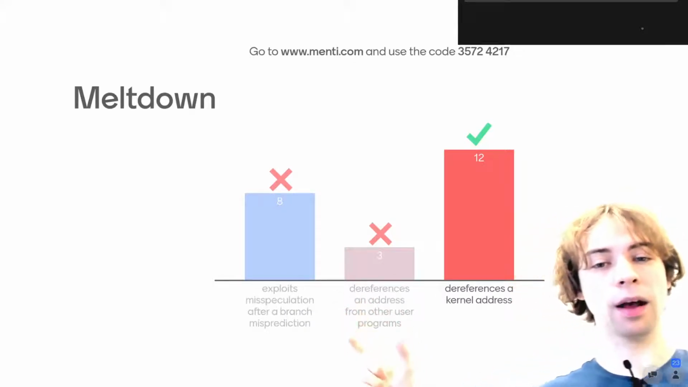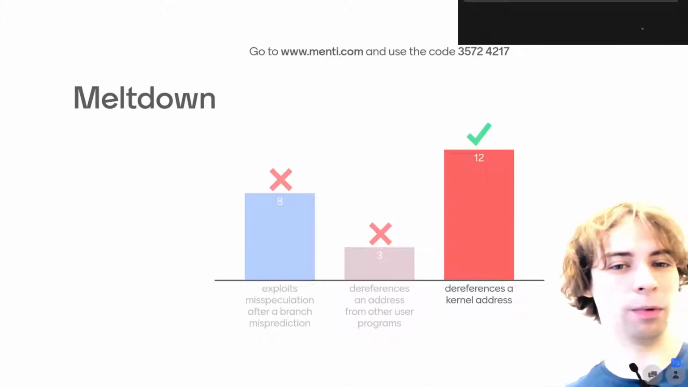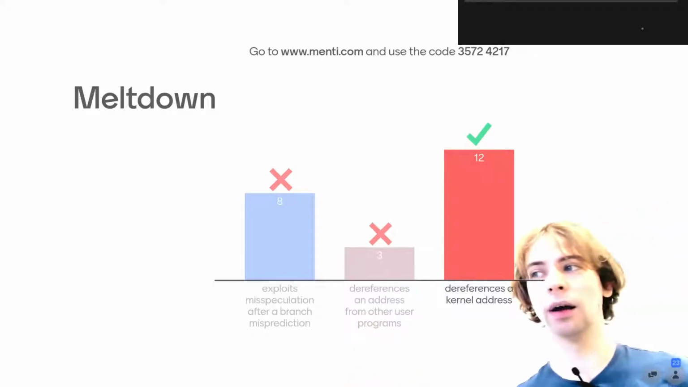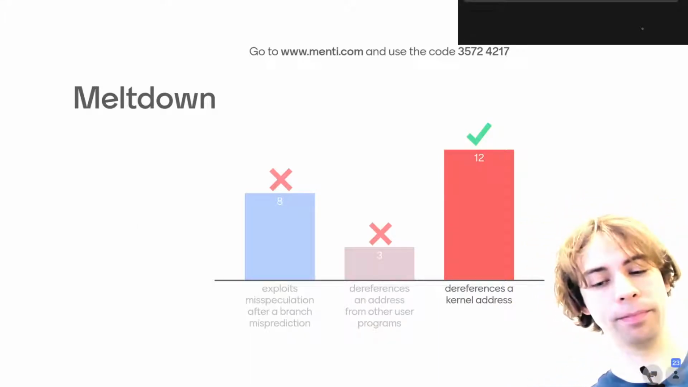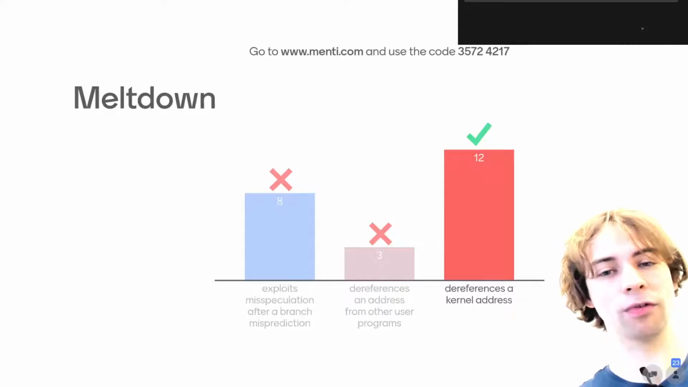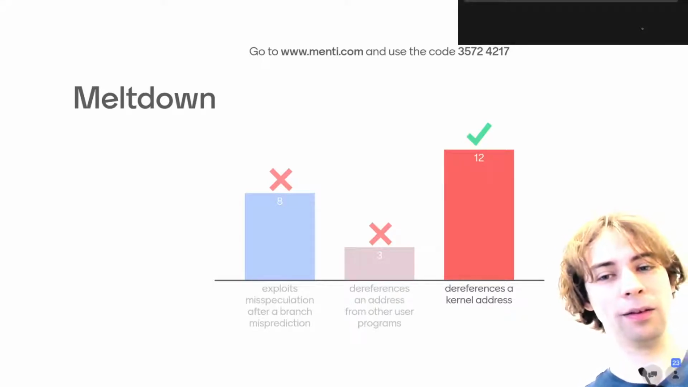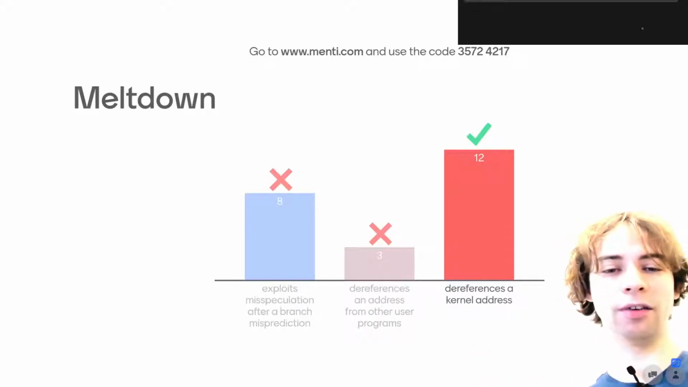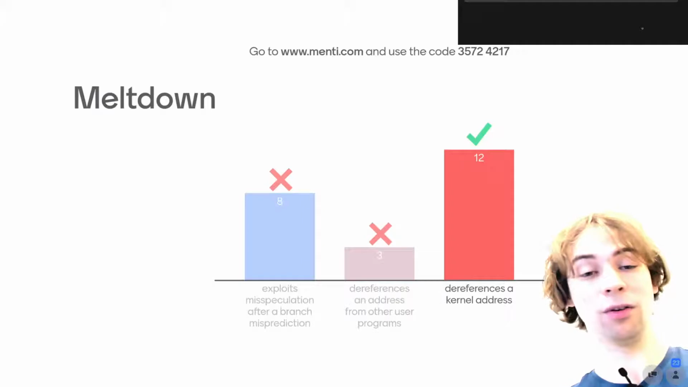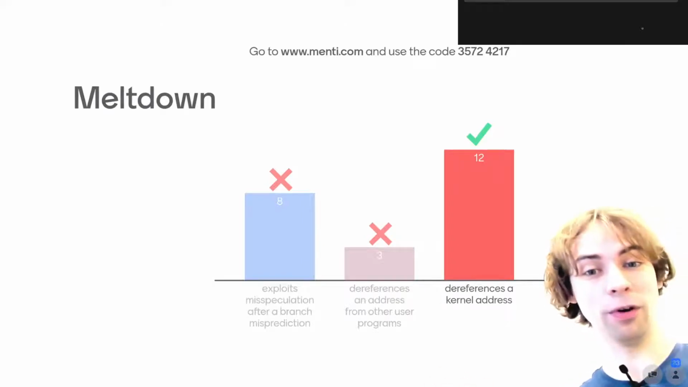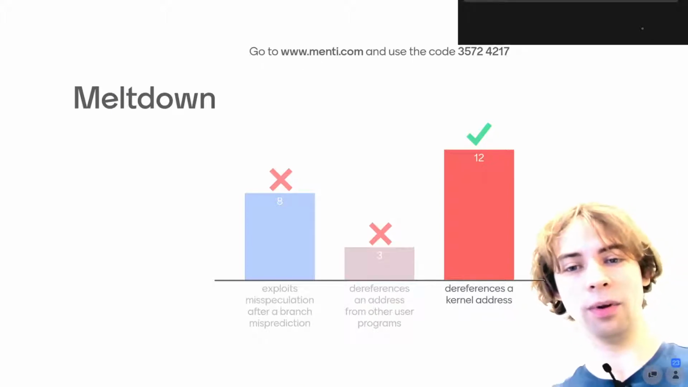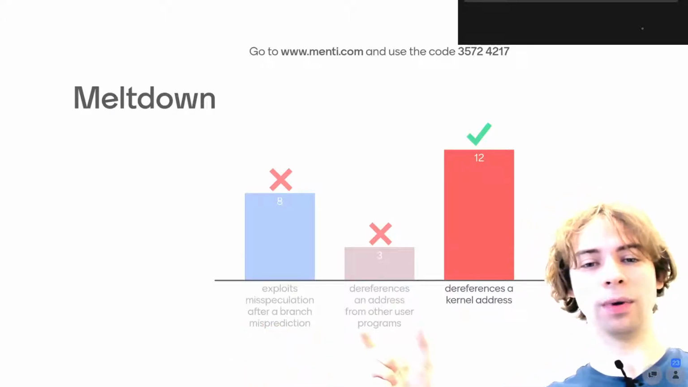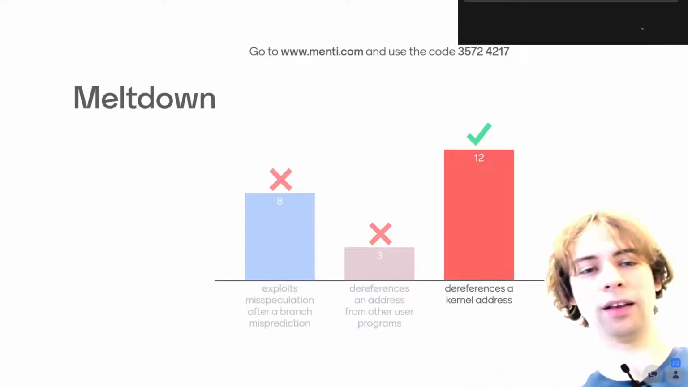Dereferences an address from other user programs? No, that's not possible. If you think about what you learn in operating systems, you are in a virtual address space. How would you dereference an address from another user program? You have no way to express that. You can write down a kernel virtual address and dereference that, and your program will get a segfault, yes, but before that you have the Meltdown effect that gets you the data from the kernel address. So this is wrong. This one doesn't make any sense. This one is correct.